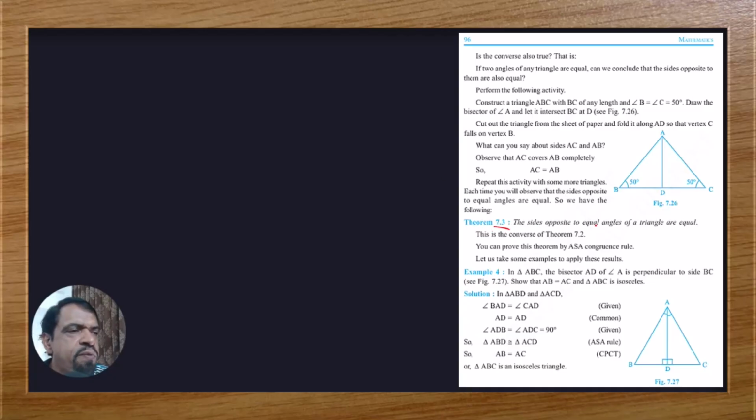The sides opposite to equal angles are equal. Sides equal हैं तो angles भी equal होंगे. Now see, this example is very important. Example 4th. This is a bisector. Angles are equal and this is perpendicular also.